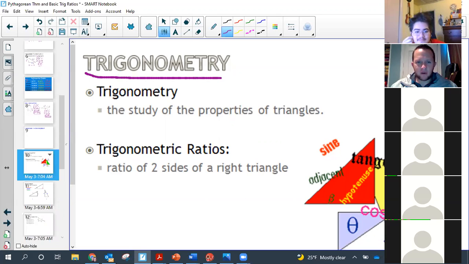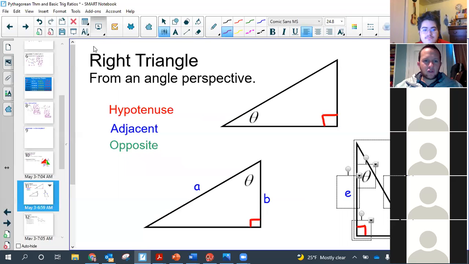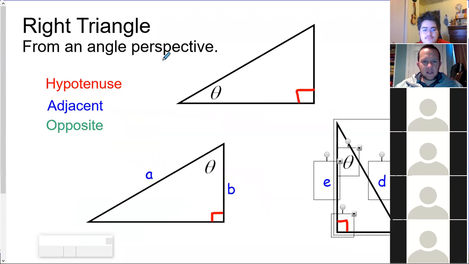It's just talking about properties of triangles. So when we're talking about trigonometry, it's just properties of triangles. And if we're doing trigonometric ratios, a ratio is basically just a fraction. So that's a fraction of 2 sides in a right triangle. Now, when we're looking at a right triangle, there's going to be 3 vocabulary words we're going to use. We're going to have hypotenuse, we're going to have the adjacent side, and the opposite side.